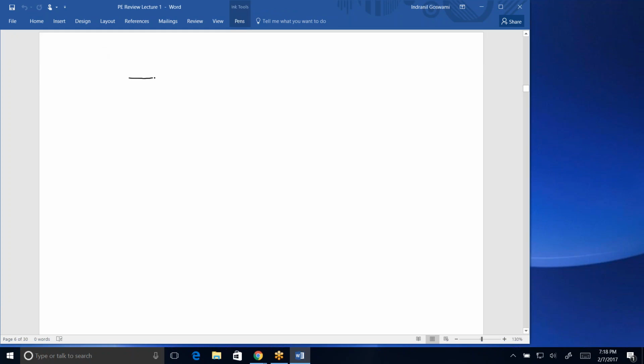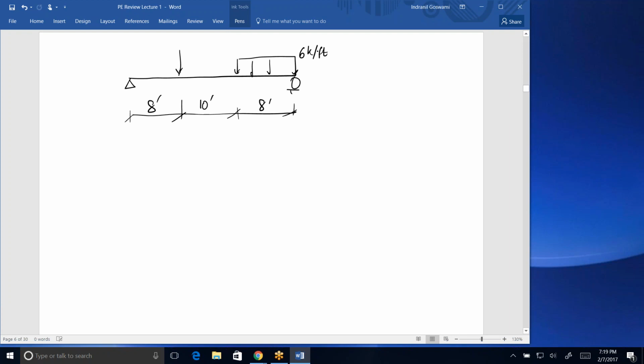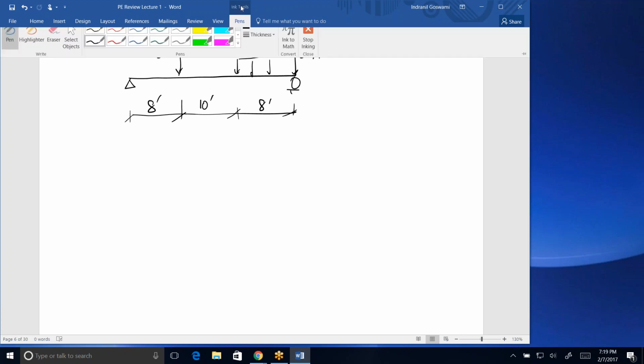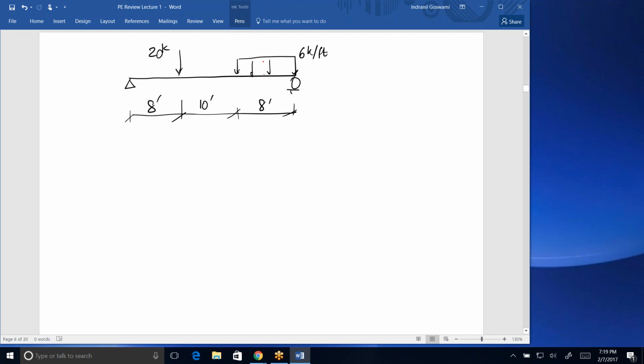All right, so let's say you have something like that, and say these are 8 feet, 10 feet, 8 feet, 6 kips per foot, and let's say 20 kips. So the first step would be to figure out the reactions, of course. For calculating reactions, it's acceptable to lump this as its resultant. So that would be a 48 kip resultant exactly at the middle of the uniformly distributed load.